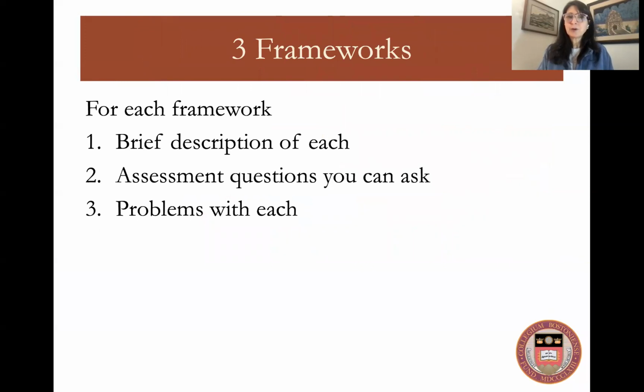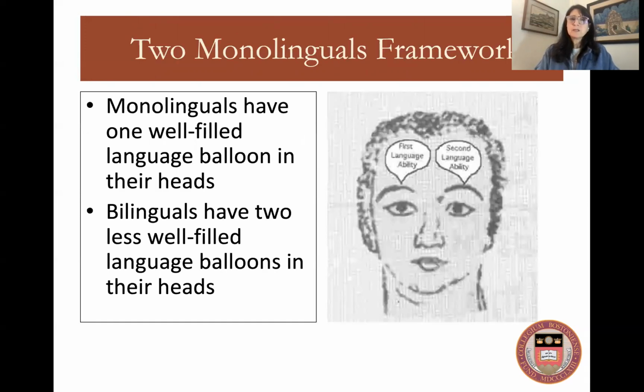So within each framework, we're going to give a brief description of the framework, and then look into some questions that we can ask ourselves and problems with each one. So the first framework is the idea of the bilingual as two monolingual students in one. And this has been highly criticized by most scholars because with the research that we've been able to collect, we see that this is not the case, and there are many problems with this model.